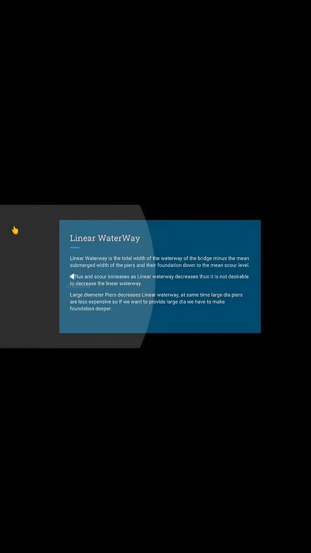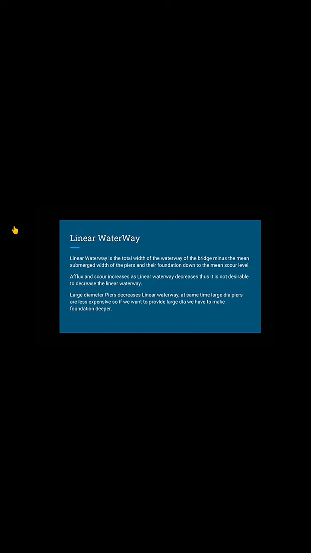Now we'll study the linear waterway. Linear waterway is the total width of the waterway of the bridge minus the mean submerged width of the piers and the foundation down to the mean scour level, that we have studied, isn't it? Afflux and scour increase as the linear waterway decreases. Thus, it is not desirable to decrease the linear waterway.